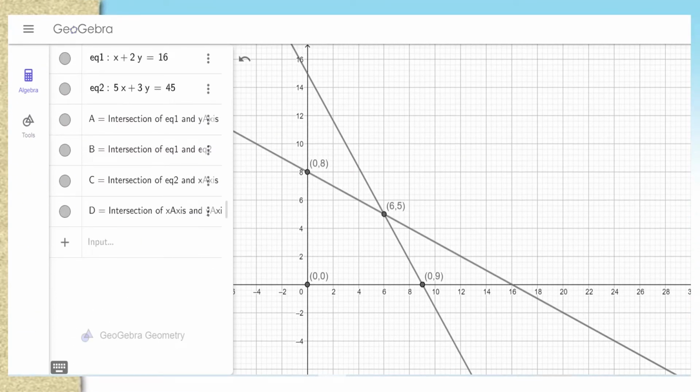So this is the graph of the constraints under example number 1 that I already showed to you how to graph using GeoGebra. So we have the corner points (0, 8), (6, 5), (9, 0), and (0, 0). So we call them corner points, and the area over here is the feasible region.